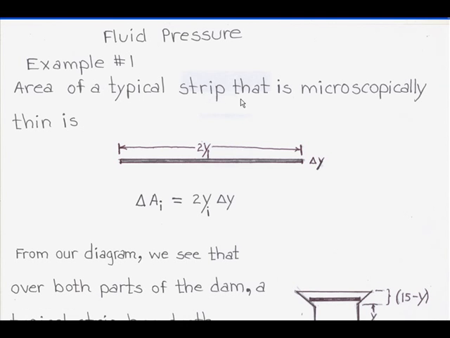Area of a typical strip that is microscopically thin is, according to this diagram, we now know that the width where y goes from 10 to 15 is given to us as 2 times y sub i, and the microscopically thin height is delta y. So height times the length gives us area. So delta A sub i is equal to 2 times y sub i times delta y.